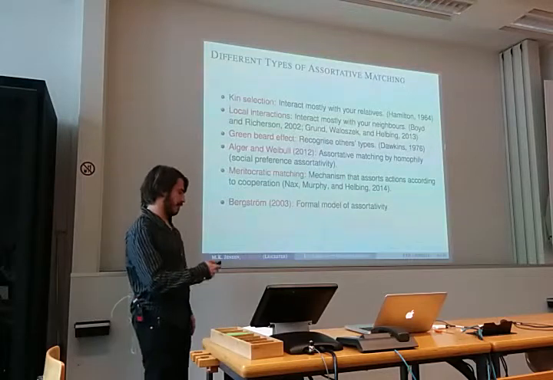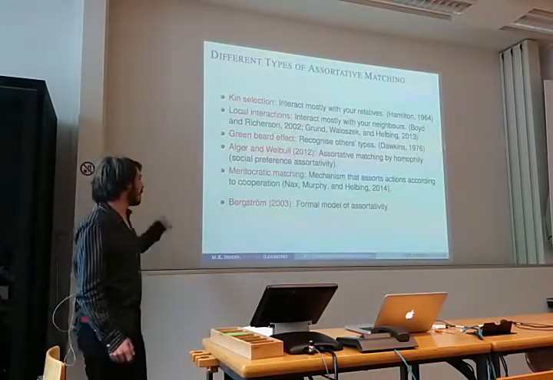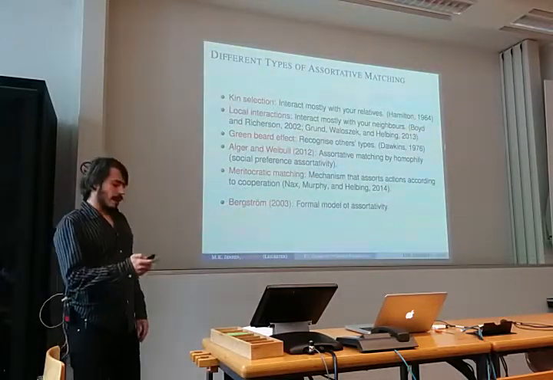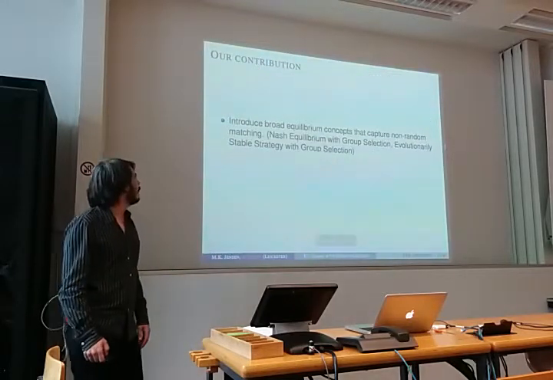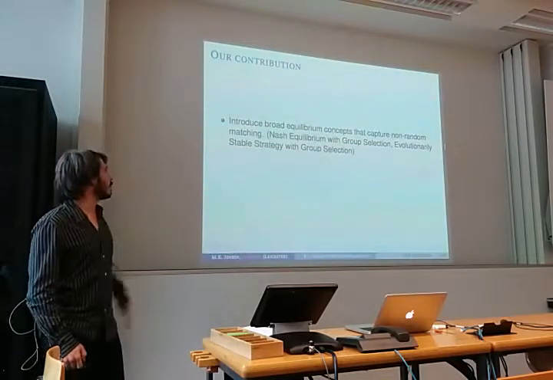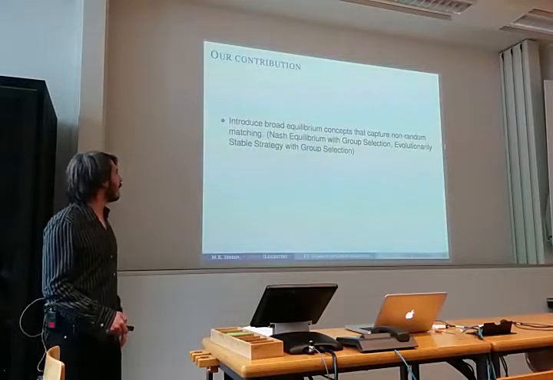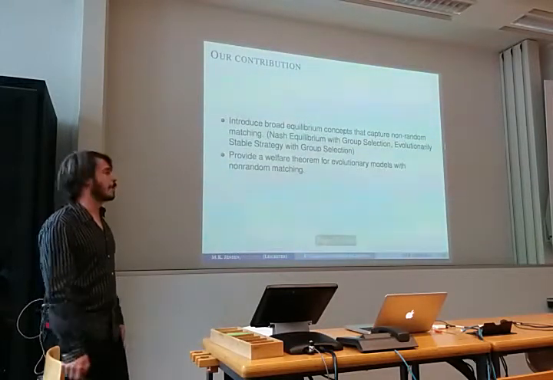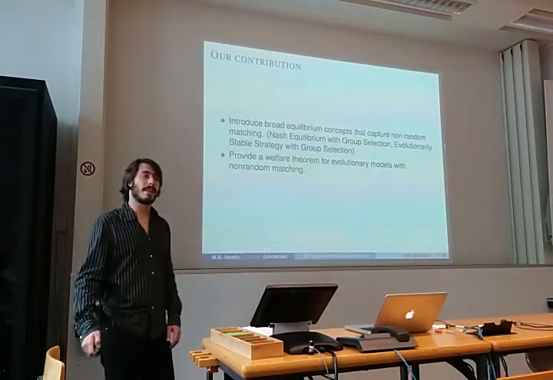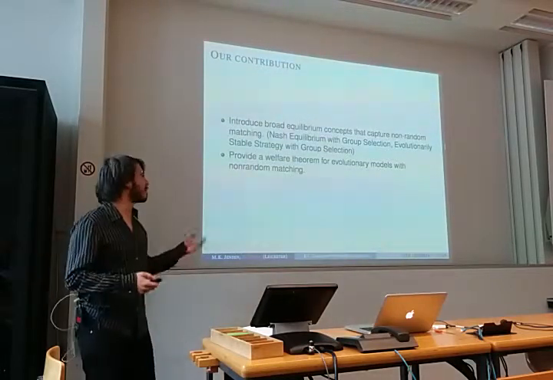Right, so first, to my knowledge at least, the formal kind of assortativity model was introduced by Bergstrom, and he looks into exactly that. What we're trying to do is to study that in a much broader sense. So introduce a broad equilibrium concept that can capture non-random matching, and provide a welfare theorem for evolutionary models with non-random matching. Right? So we want to be broad and we want to be optimistic.